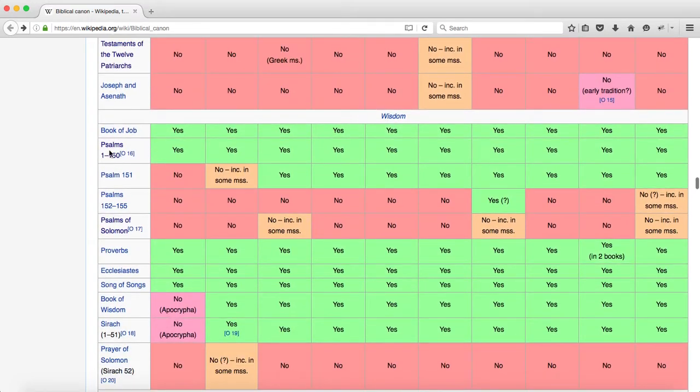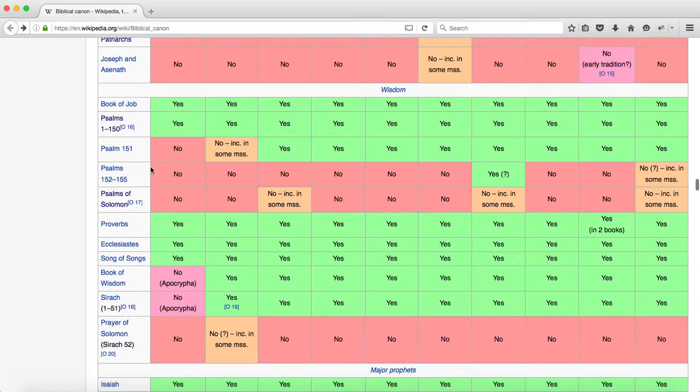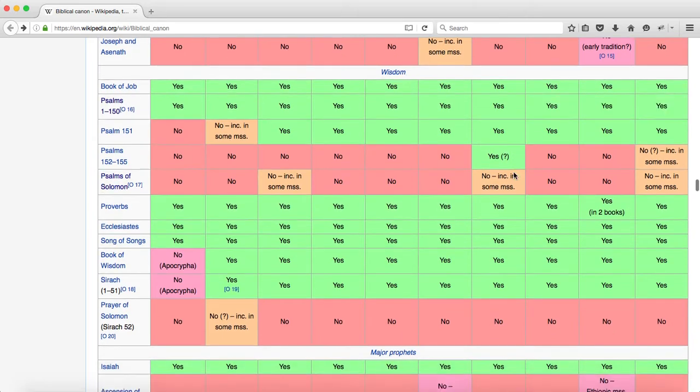Of course, Job and Psalms 100 to 150 are all accepted by all the forms of Christianity, and Psalm 151 is accepted by all of Christianity except for the Western tradition. And even there, within Roman Catholicism, it's actually accepted in some manuscripts. Psalms 152 to 155 are not accepted in all these various sects of Christianity, other than some manuscripts in the Assyrian Church, and also the Syriac Church accepts Psalms 152 to 155. Interestingly enough, those psalms were found among the Dead Sea Scrolls.